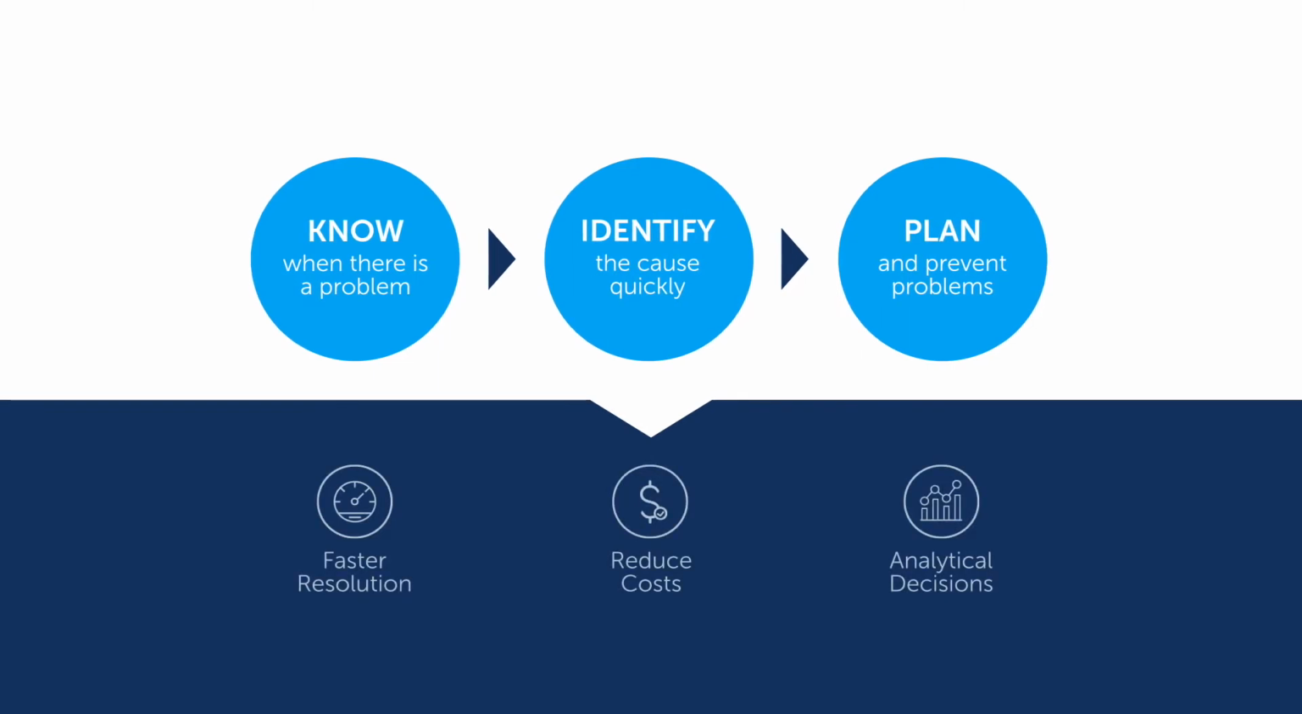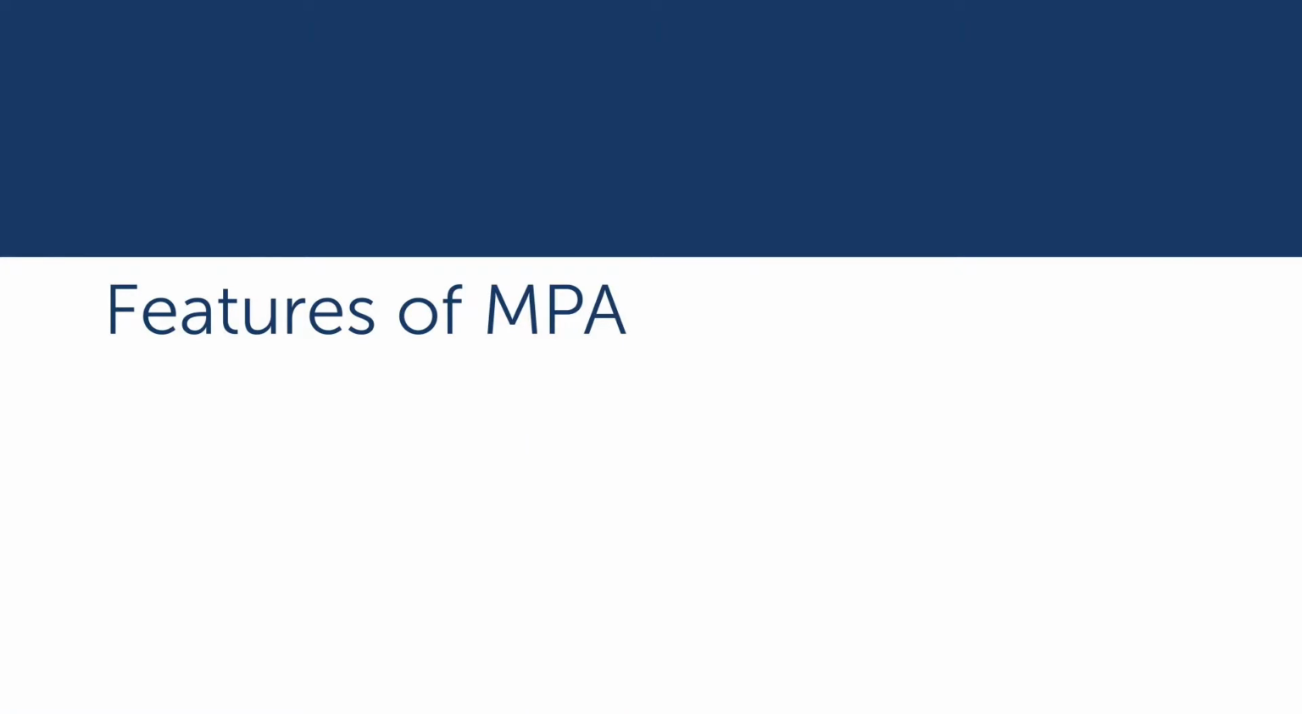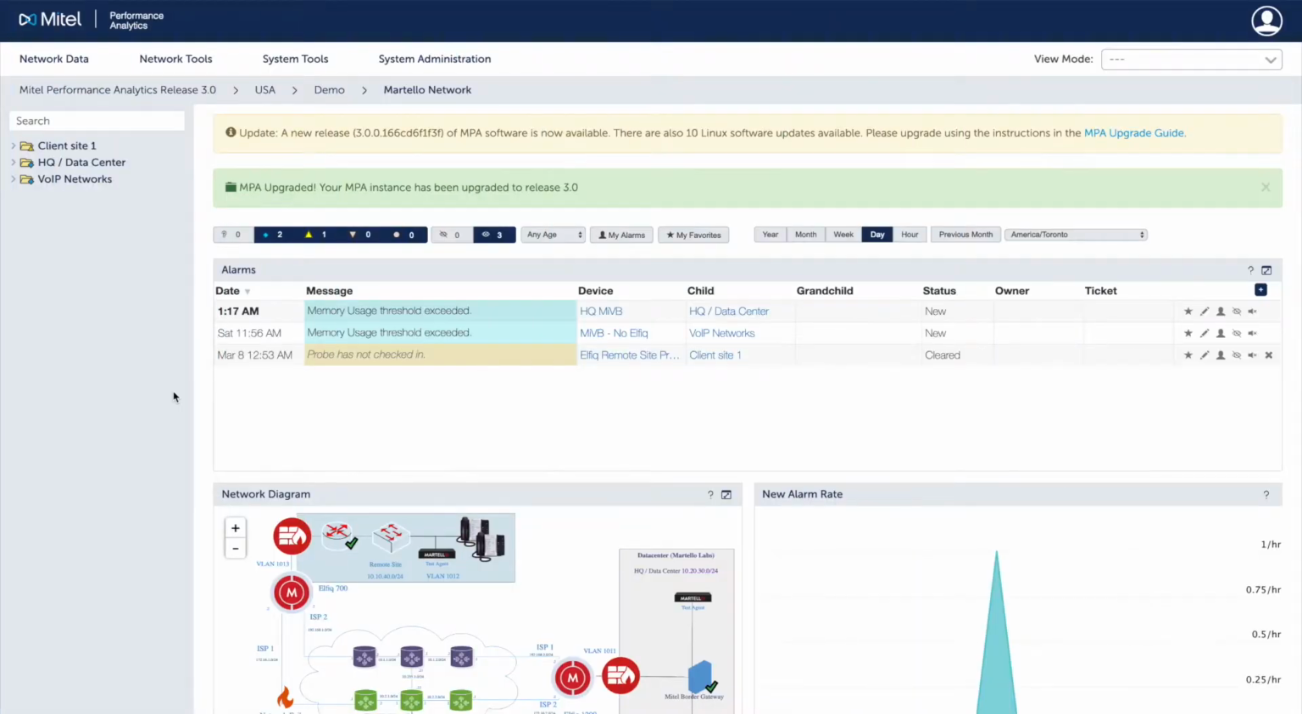With MPA, problems are resolved faster, which in turn helps partners reduce churn and enterprises manage IT resources more effectively. With IT resources redirected from tracking down network issues, you see a reduction in overall operational costs. Let's explore the features of MPA.